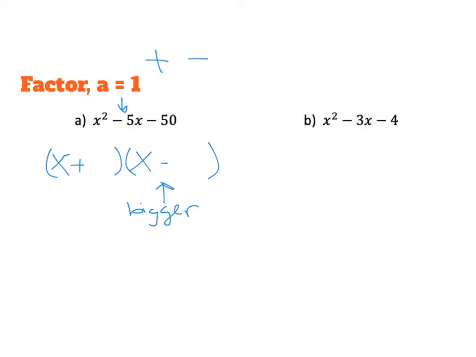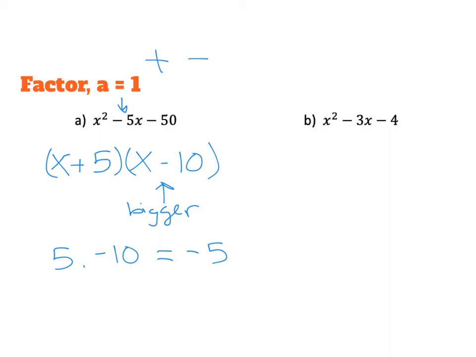All right, so if I try to find the combinations of numbers that multiply to 50, and I want to add up to negative 5, I could go through all my combinations, but I would see that 5 and negative 10 would multiply to negative 50 and would give me a negative 5. So I'm going to put x plus 5 and x minus 10.